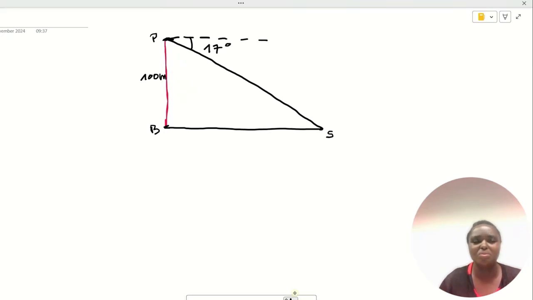Then they ask for the distance from B to S. I call this distance X. Then they ask: X is equal to what? That's the question.